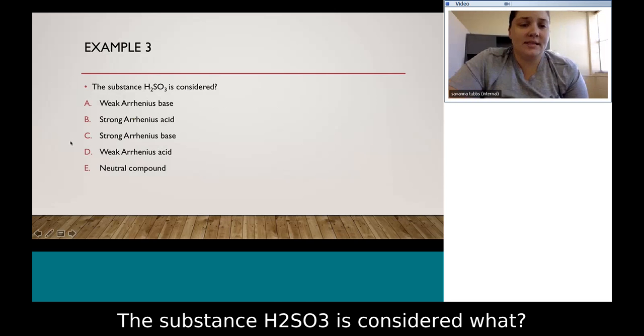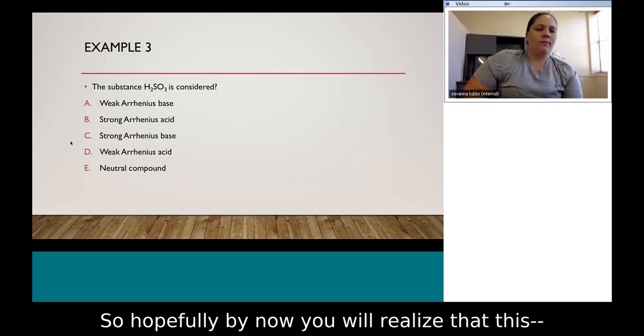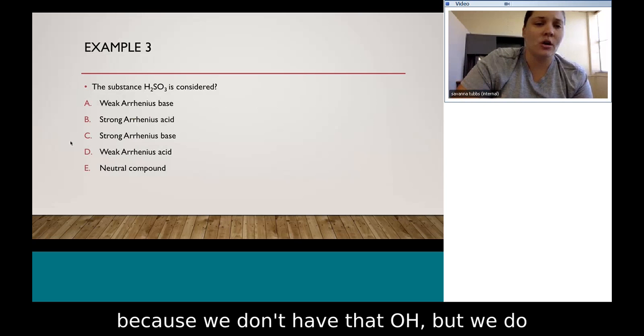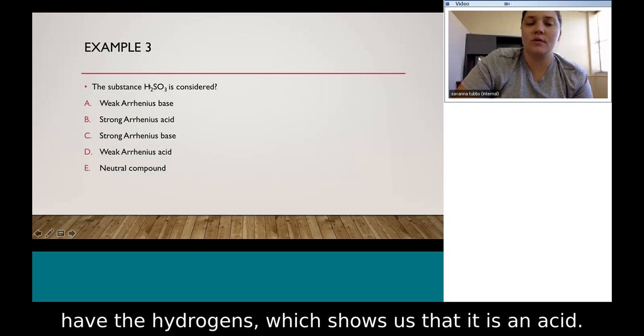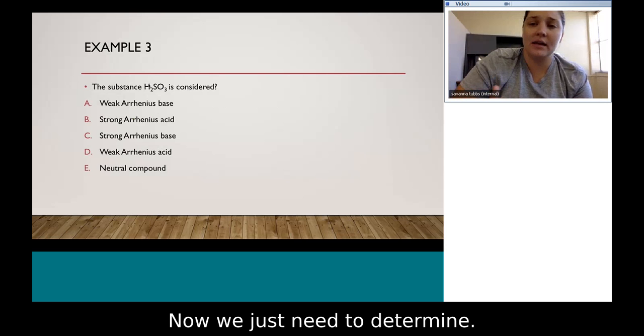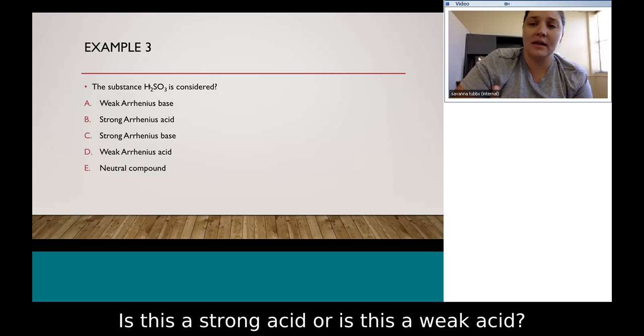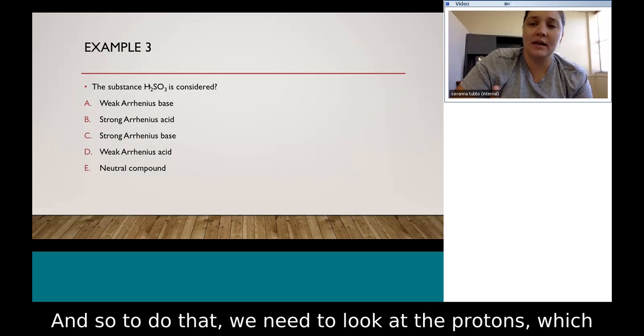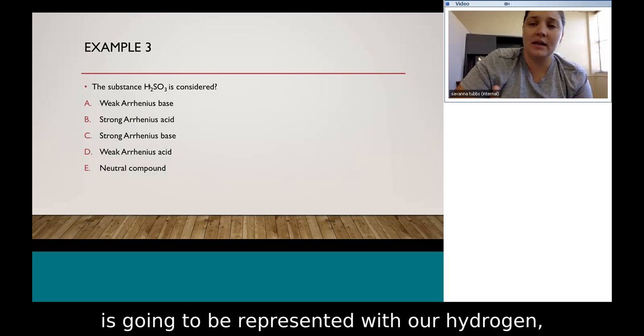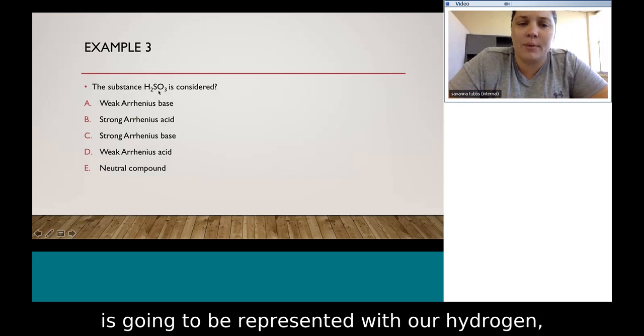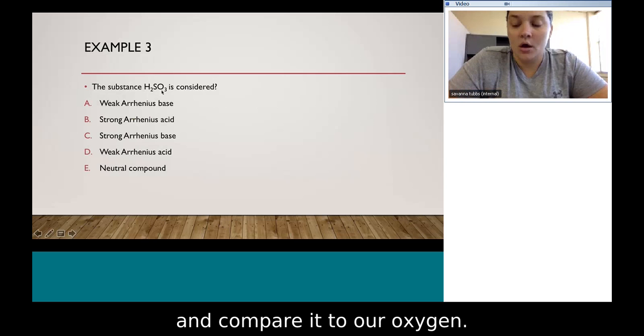The substance H2SO3 is considered what? So, hopefully by now you'll realize that this is because we don't have that OH, but we do have the hydrogens, which shows us that it is an acid. Now we just need to determine, is this a strong acid or is this a weak acid? To do that, we need to look at the protons, which is going to be represented with our hydrogens, and compare it to our oxygen.